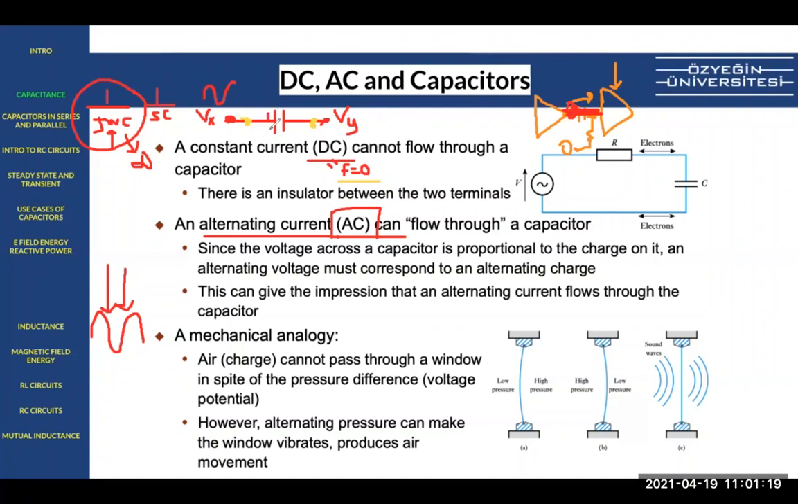Then this cap has some kind of, let's just put resistance, but it's not resistance, it's impedance. This has a complex impedance, so that the signal goes from here to here. Okay? So it's not open anymore. The mechanical analogy is here. It's just saying that, for instance, air cannot pass through a window, but alternating pressure can make the window vibrate. So you can think of air just like voltage, and you can think of the alternating pressure just like the AC signal, for instance.